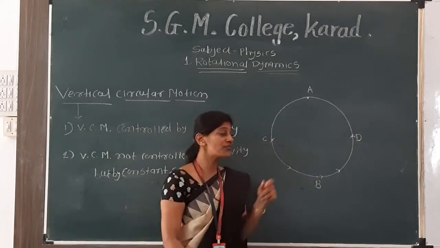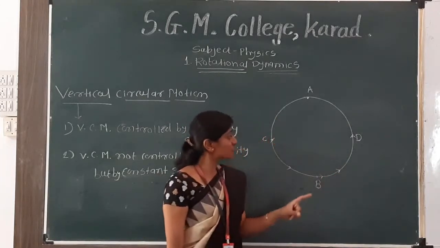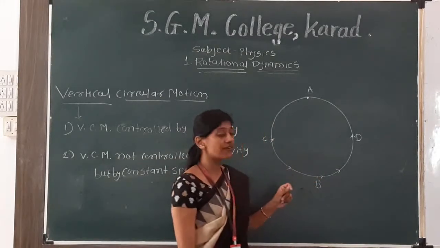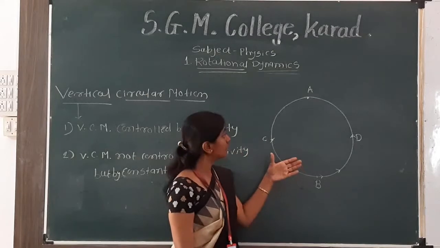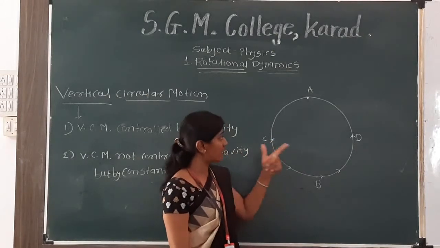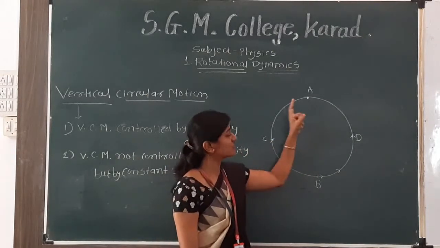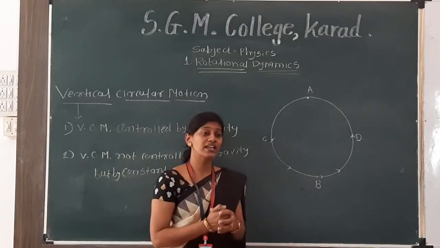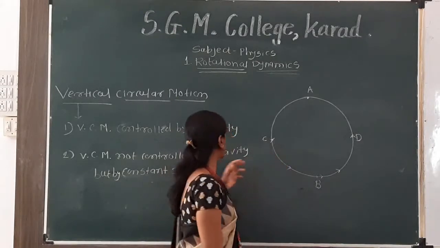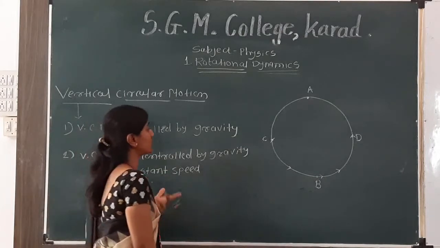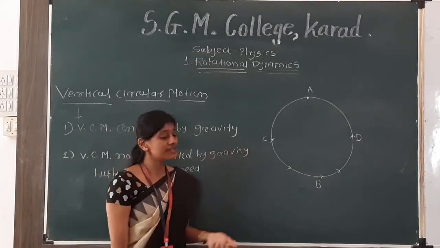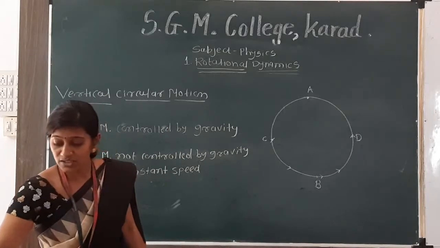As the particle is performing vertical motion, afterward the motion of that body is controlled by gravity. In that there is an interconversion between energies. The gravitational potential energy is converted into kinetic energy. Okay, so these are the characteristics of the vertical circular motion. These are controlled by gravity. Now here we are getting the definition of that vertical circular motion.